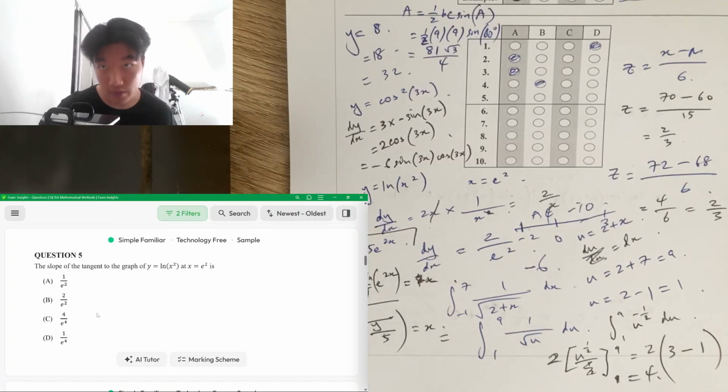Okay, so then we get a value of 2 over e squared, which is b.